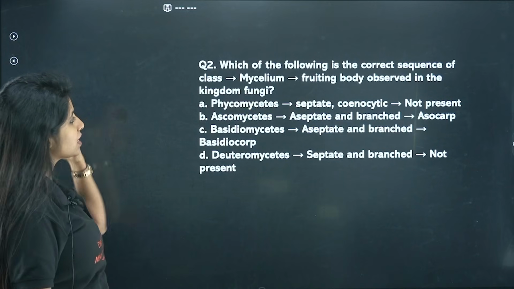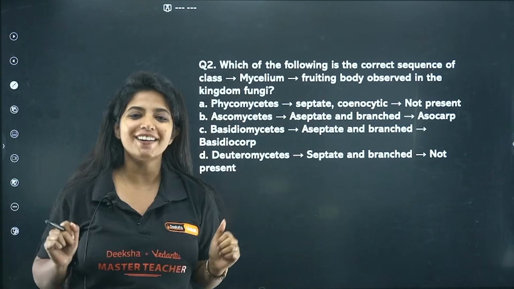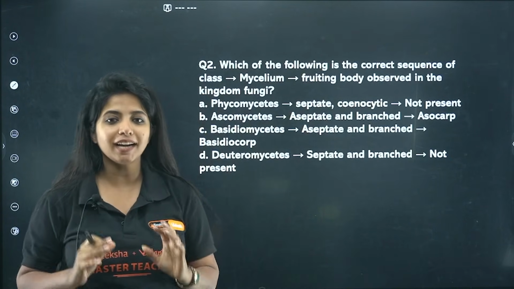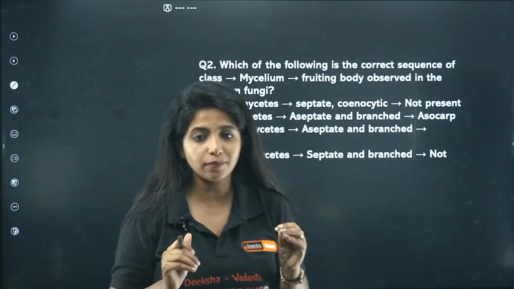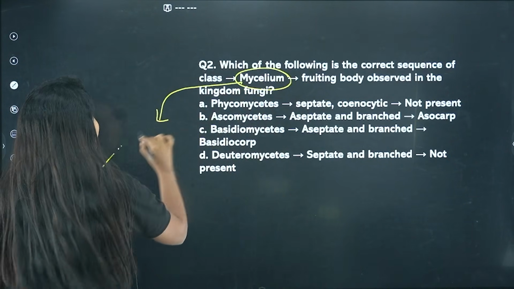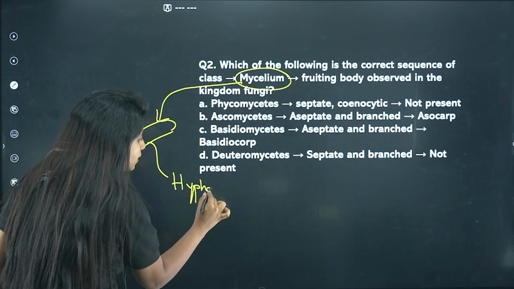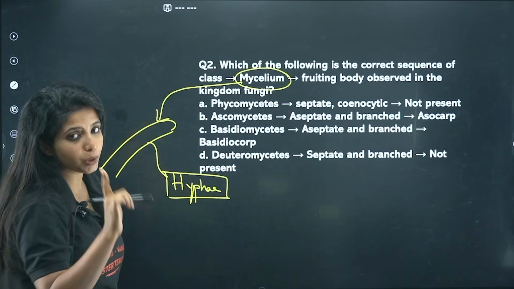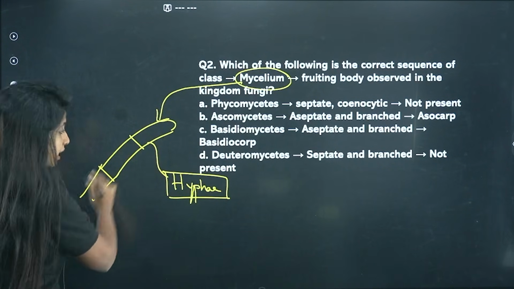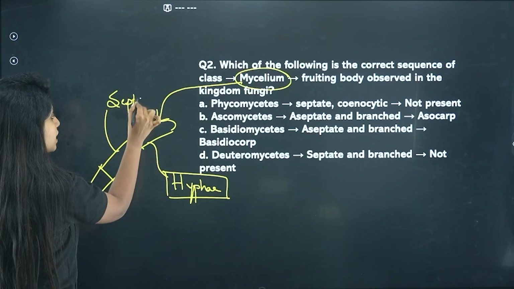Now, next thing. Which of the following is the correct sequence of class, mycelium, fruiting body observed in the kingdom fungi? So now we are entering into the kingdom of fungi, and my dear children, you need to understand that fungi is made up of one very important thing which you call mycelium. But do you know what mycelium is made up of? Mycelium is made up of another very important thing which is known as hyphae. Now, there are two cases. This hyphae might be divided like this. Whenever you have a division like this, you call this condition septate condition.